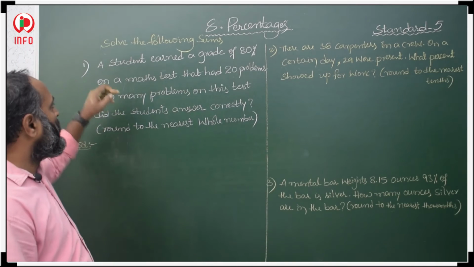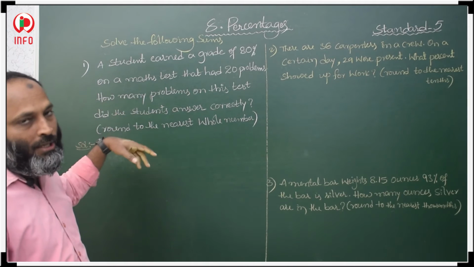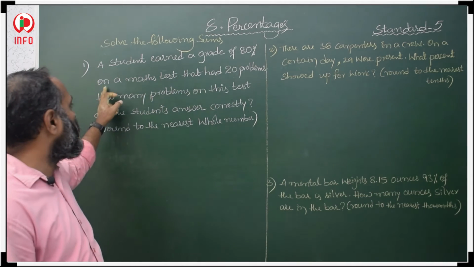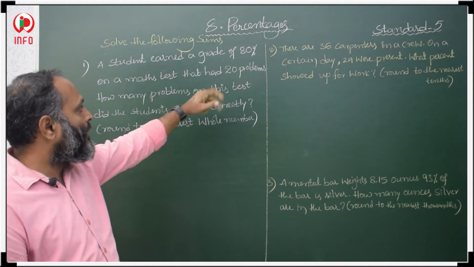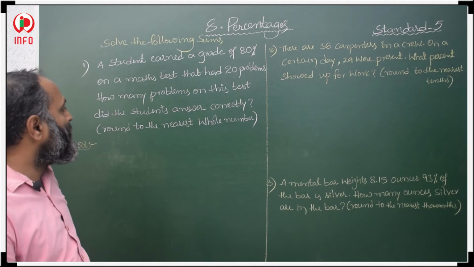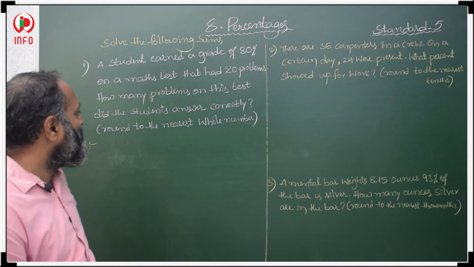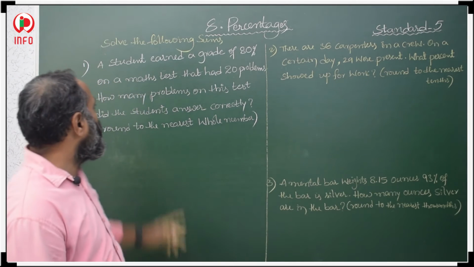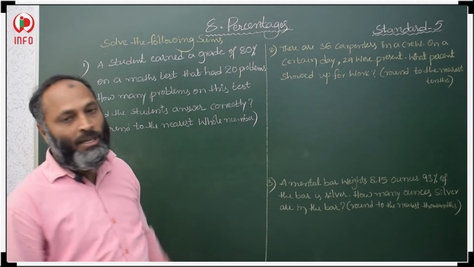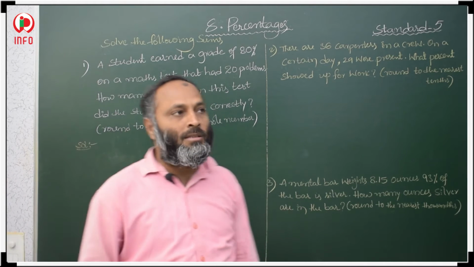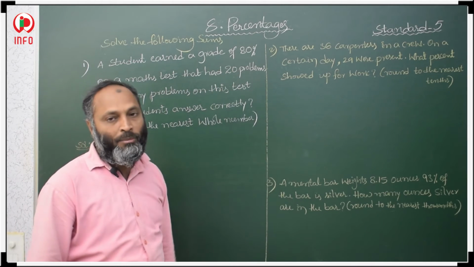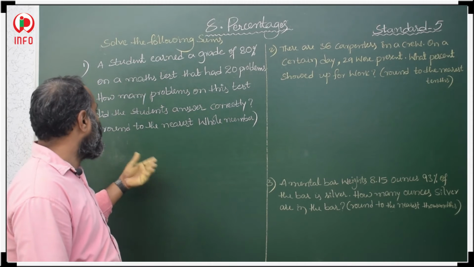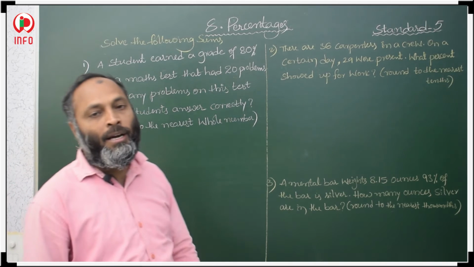Now the next, solve the following sums. Here what problems are given. First problem: a student earned a grade of 80% on a maths test that had 20 problems. How many problems on this test did the student answer correctly? A student earned a grade of 80%. In the test, 20 problems were there. If 20 problems were there, then how many did he answer correctly?